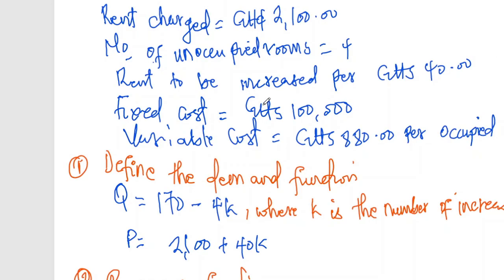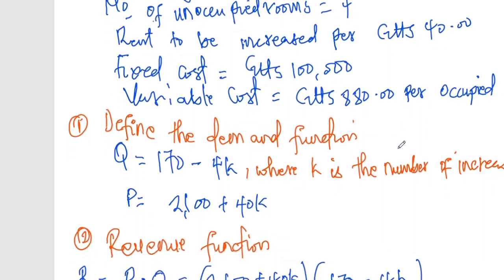First of all, when you get a question like this, you have to write down all the things that you need from the question. So the number of rooms is 170. The rent charge is 2,100. The number of unoccupied rooms is 4. The rent to be increased is 40 Ghana cedis, and we have a fixed cost of 100,000 and a variable cost of 880 per occupied room.